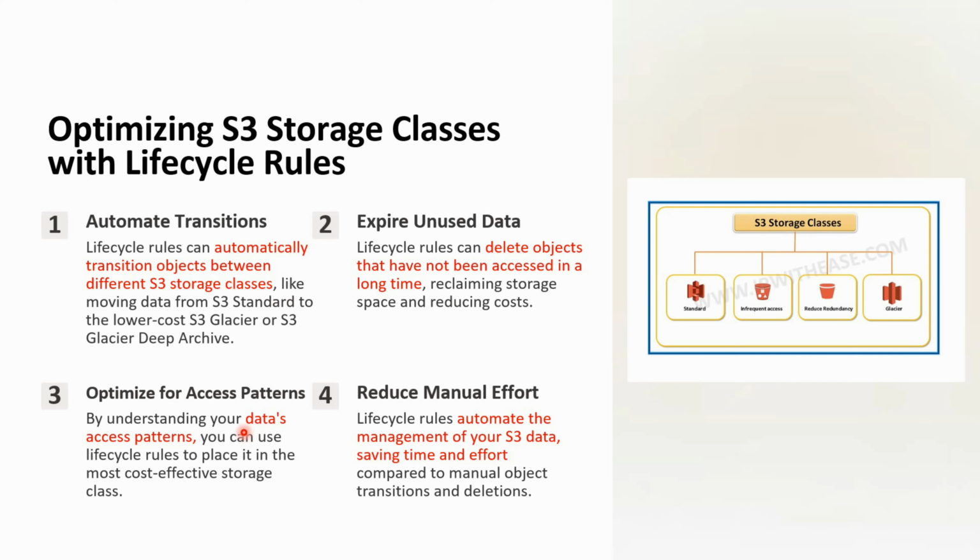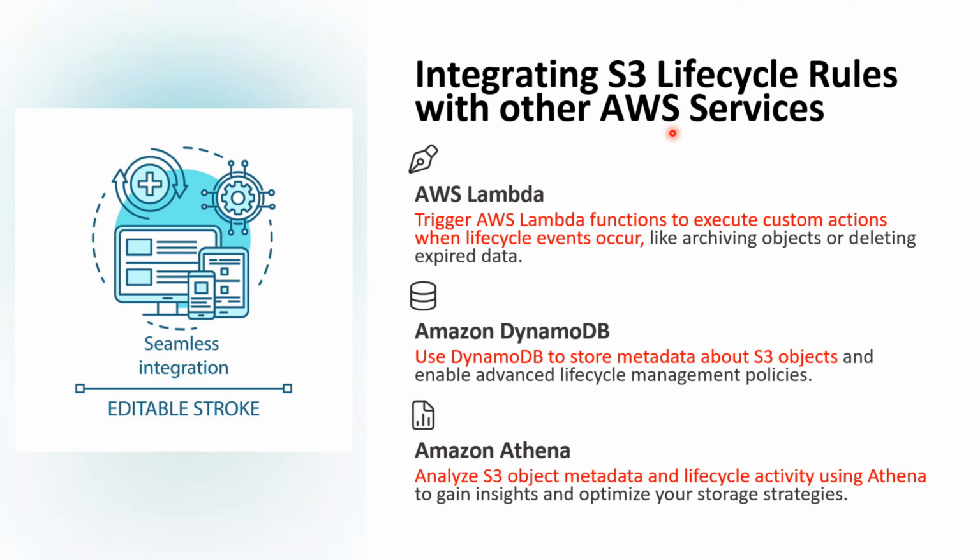Next point is optimize for access patterns. By understanding your data's access patterns, you can use lifecycle rules to place it in the most cost-effective storage class. Next point is reduce manual effort. Lifecycle rules automate the management of your S3 data, which saves time and effort compared to the manual object transitions and deletions. We can integrate S3 lifecycle rules with other AWS services.